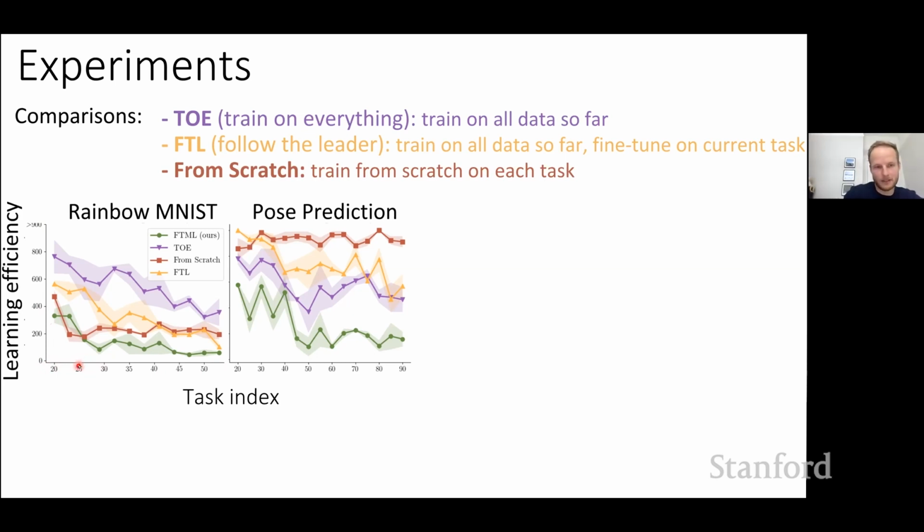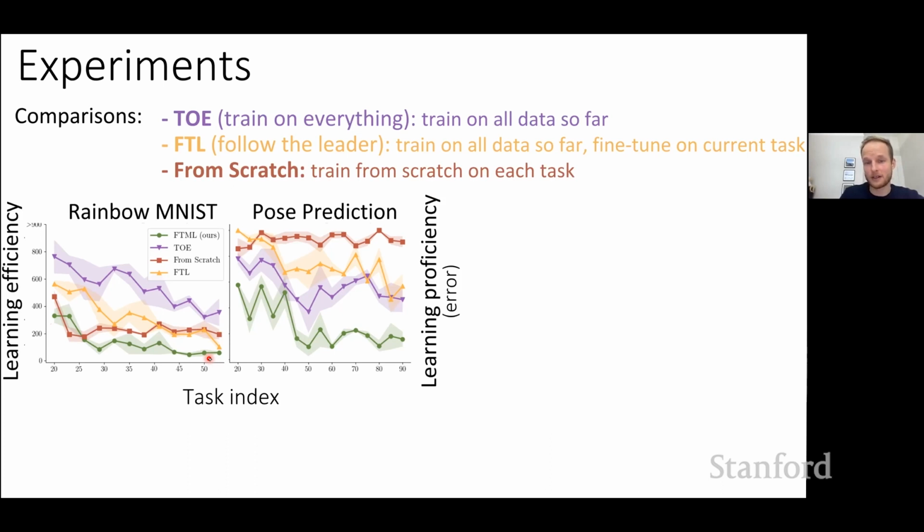So now you can see that the FTML algorithm, follow the meta leader, is able to get more efficient over time, eventually basically going to the regime where it can just learn a new task with just a few shots, in a few shot learning regime, where it can just see a few examples of a new task and it can acquire this task very easily. And you can see the same for rainbow MNIST as well as for pose prediction.